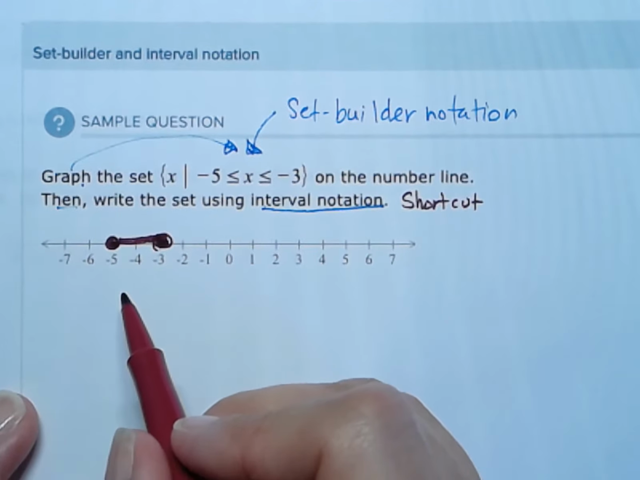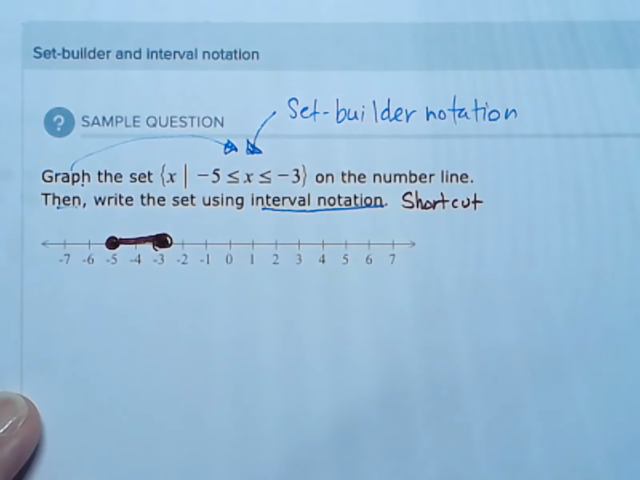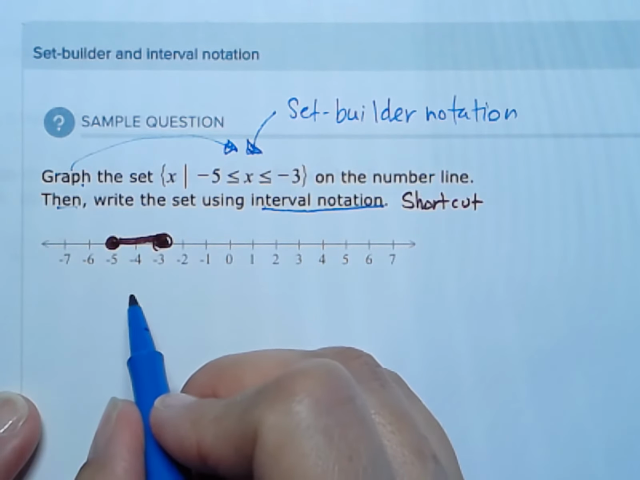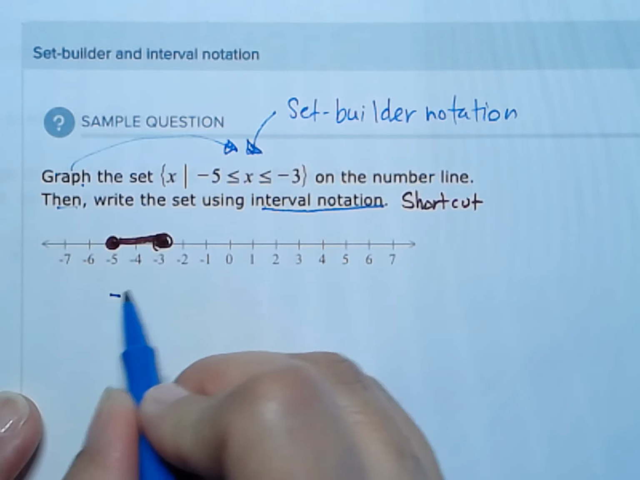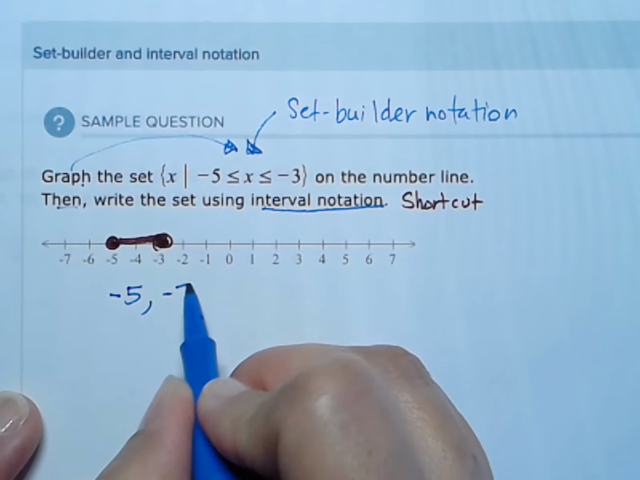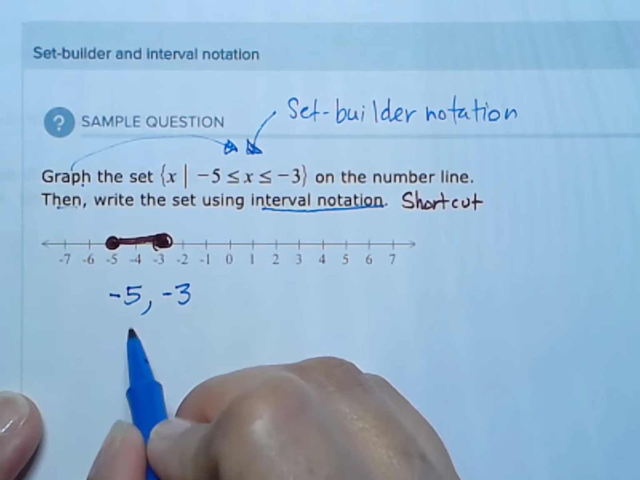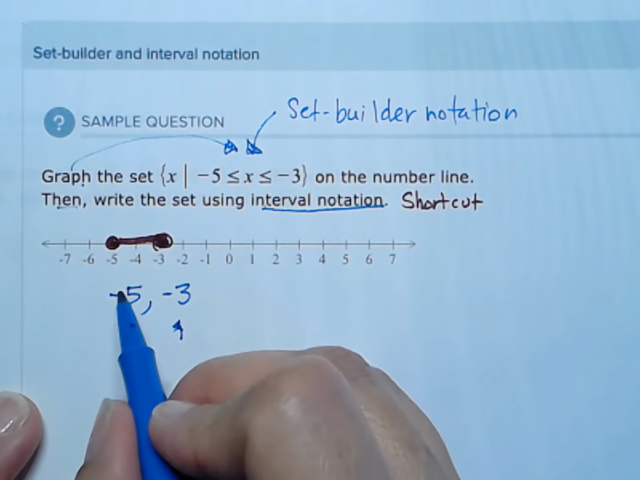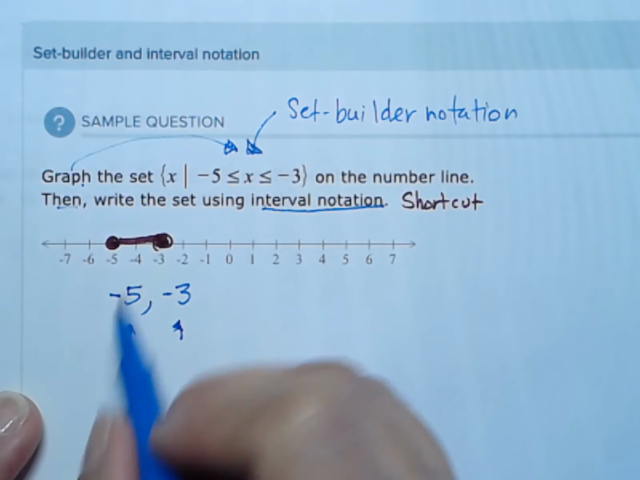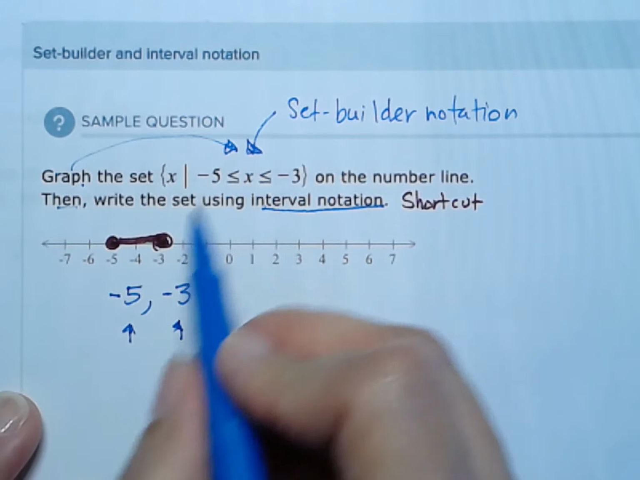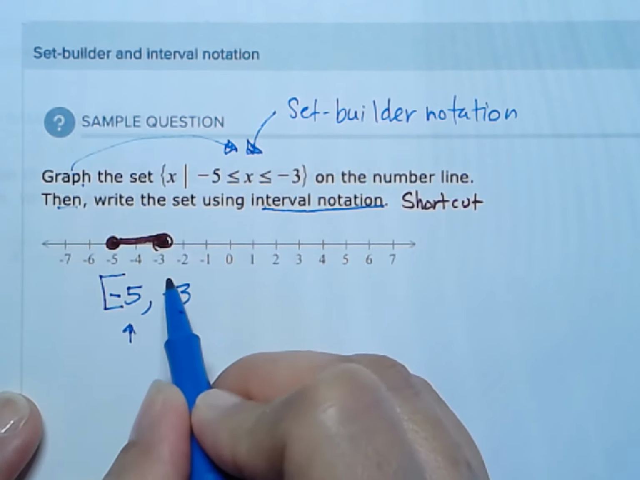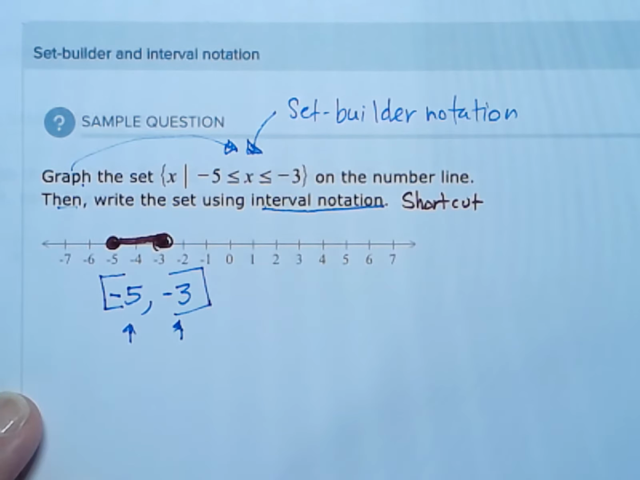Okay, so interval notation. Well, what is interval notation? It's when you show us numerically what the bounds are. So the lower boundary was -5 and the upper boundary was -3. The first number is always your lower boundary, the second number is always your upper boundary. And then you have to decide what kind of symbol to use around these. Well, if it was an equal to, like in this problem, then you use a bracket to show it was an equal to.